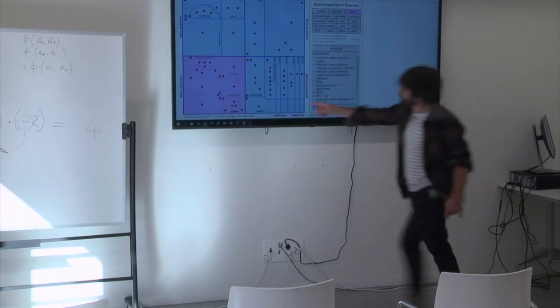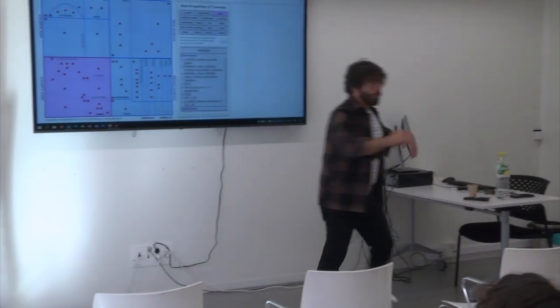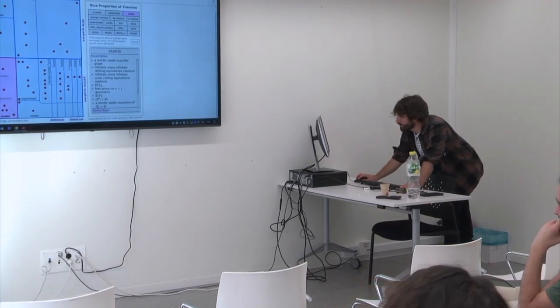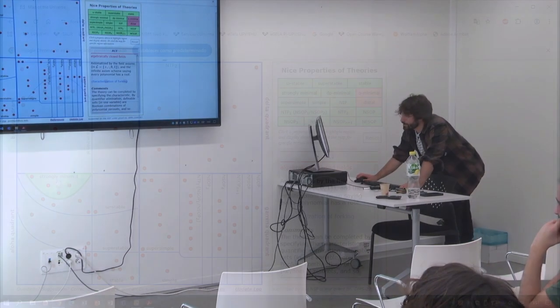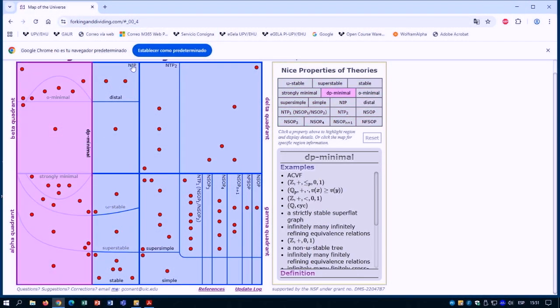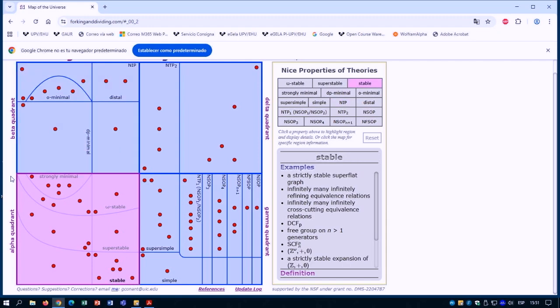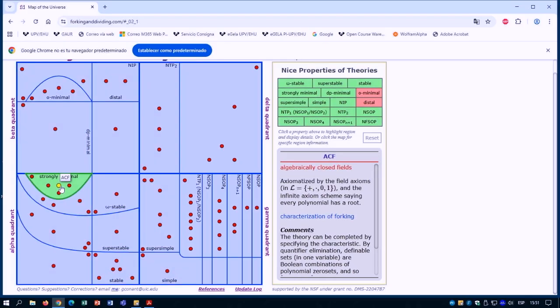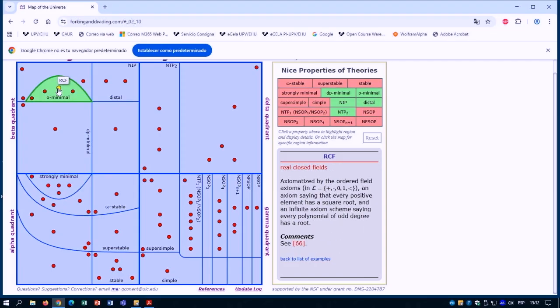Okay, so this is all the stable structures that we know, or most of the ones that we can describe. For instance, you see there are refined notions, strong minimality, DP minimality. So this is an IP here. So stable is this quadrant. NIP is a little bit bigger. NTP2 is even bigger. And each dot, so here ACF, this is actually the theory of the complex numbers. And this is, for instance, RCF, the theory of the real line.